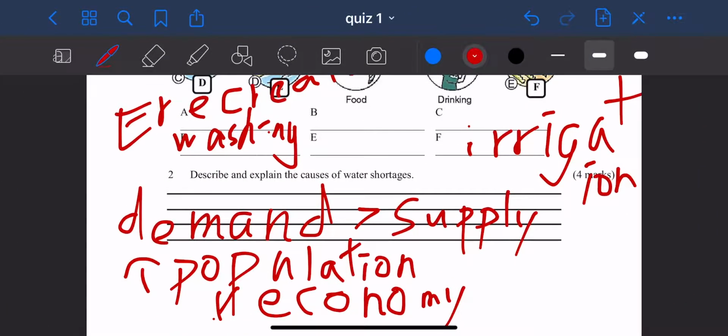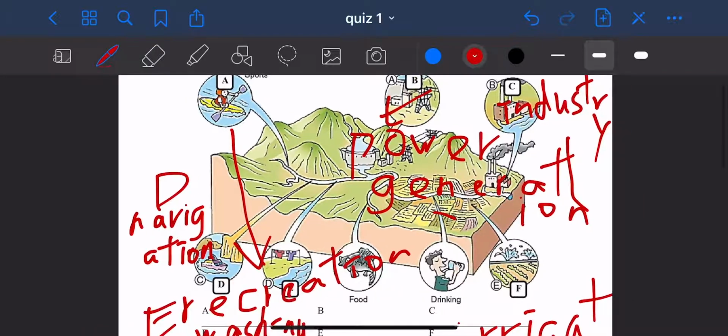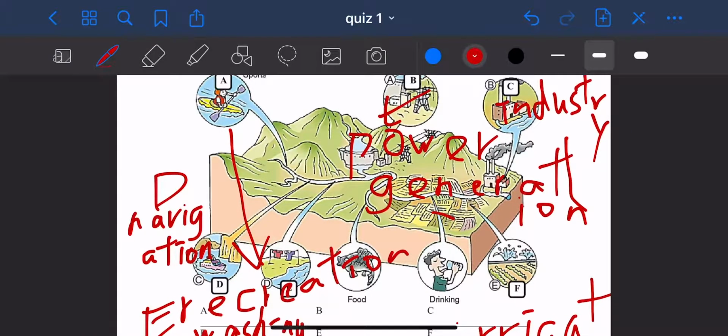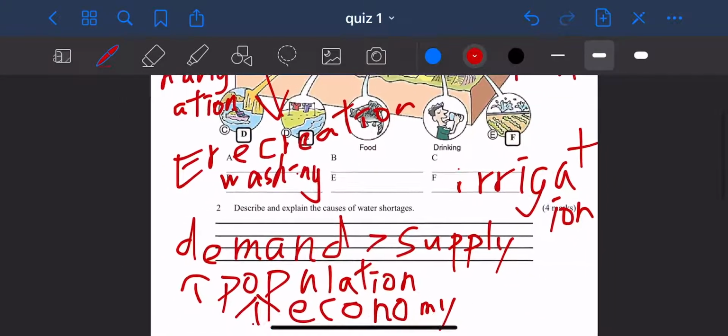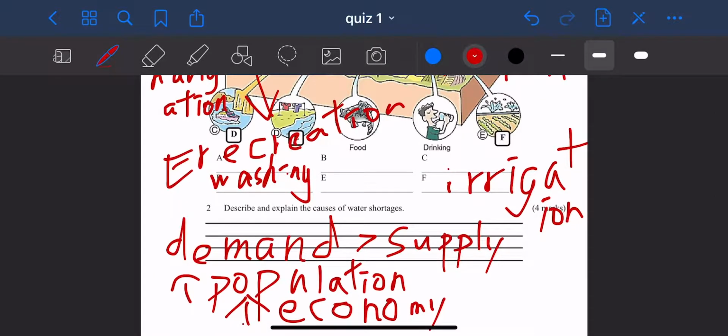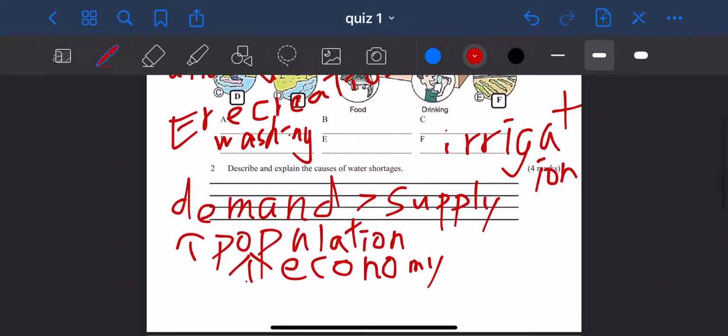So accordingly, we are having more demand for water, no matter what kind of water consumption we are doing. If we have more population, more people need to wear clothes, and then we need to wash more, and then they need to travel, and also the economy. If more goods have to be transported, navigation will be increased. Okay, but how about supply? Why is the supply decreasing?